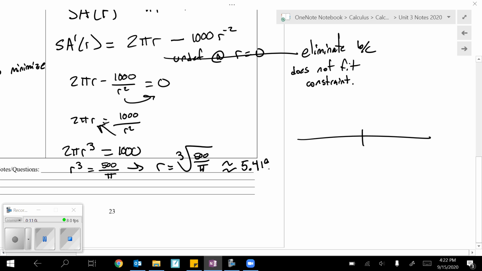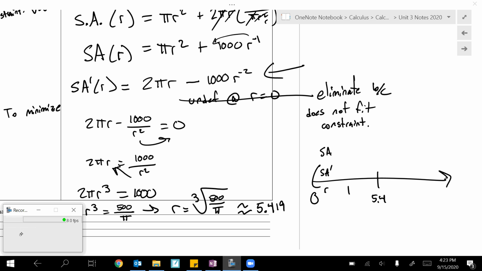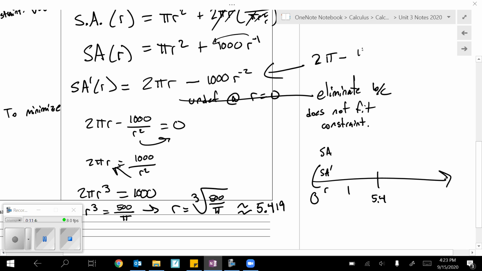So let's do our first derivative test. Let's start at 0. Let's make our lower bound 0. And then let's just go up forever. So there's 5.4. So this would be our surface area prime, and then our radius values. So pick your favorite number between 0 and 5.4. My suggestion is 1. If we take 1 and we plug it into the first derivative here, you will get 2 pi minus 1,000, or so probably negative, right? So the first derivative there is negative, so the function is decreasing.